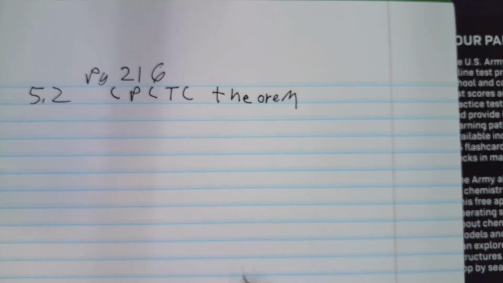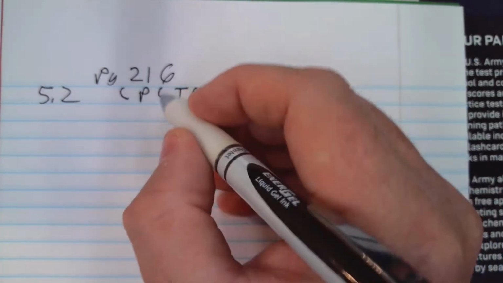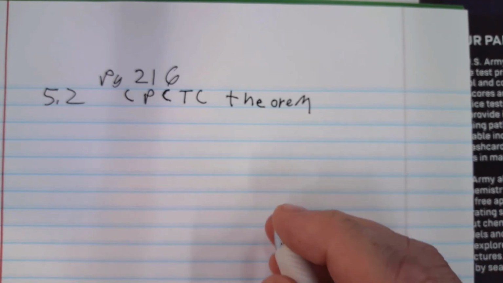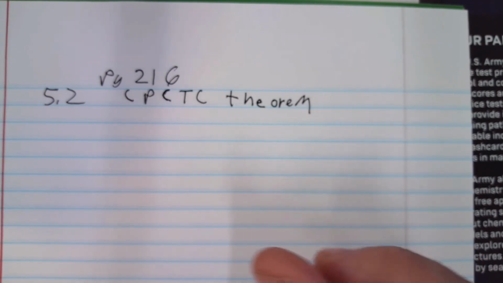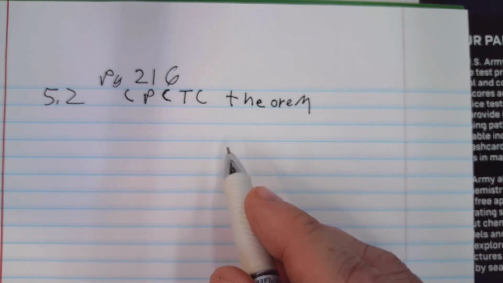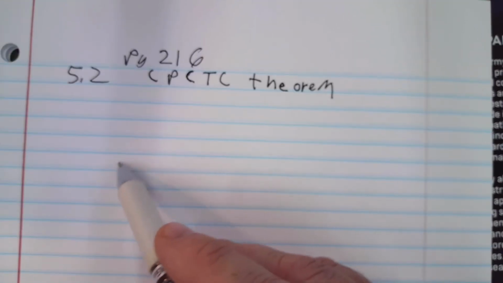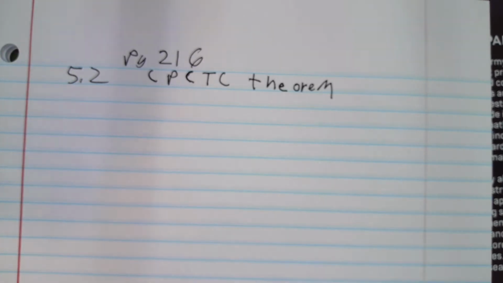Okay, 5.2 basically is the CPCTC theorem, and we're going to go over that and what it means in a second. But the first thing that we are going to deal with is identifying corresponding parts of triangles, and we're going to deal with congruent triangles. So moving forward, the biggest thing we want to do is have congruent triangles, which means the triangles are the same shape and size.